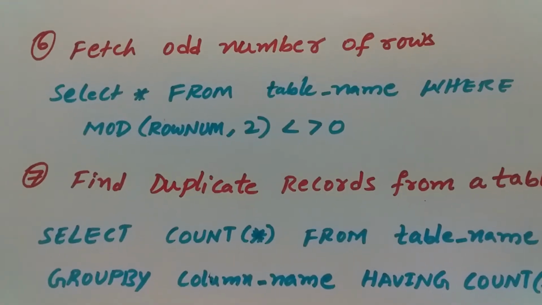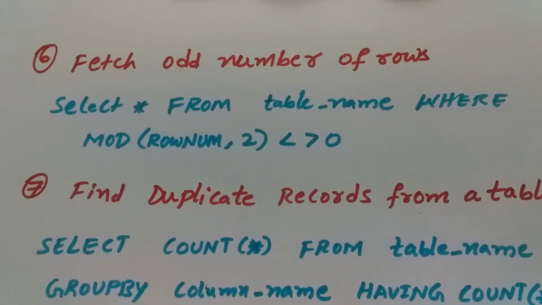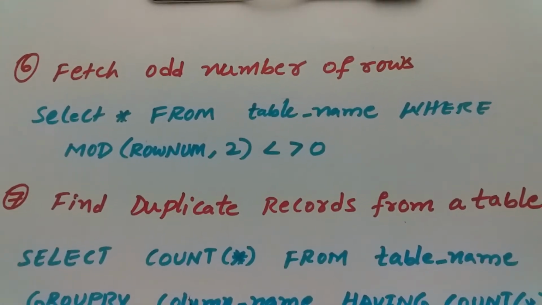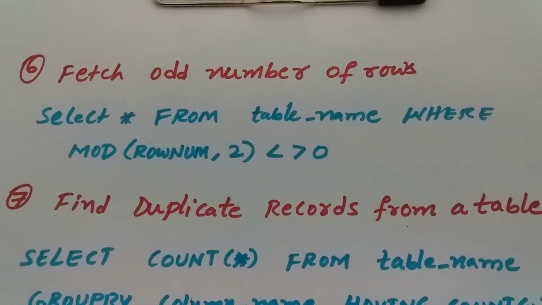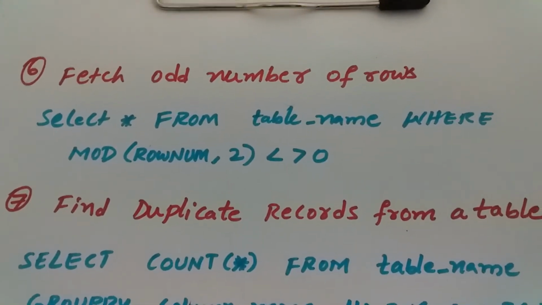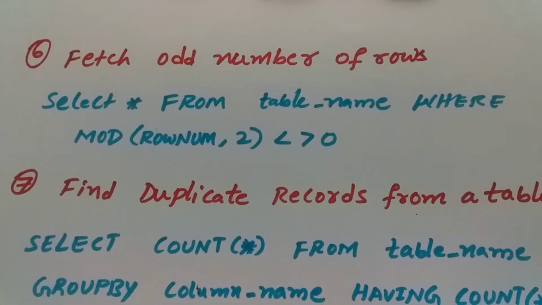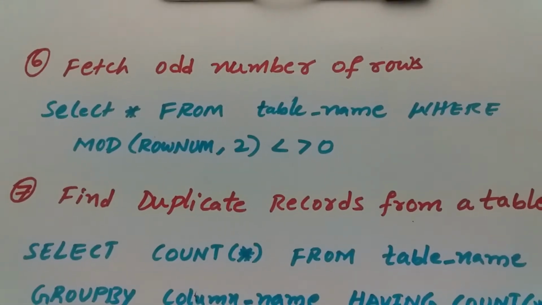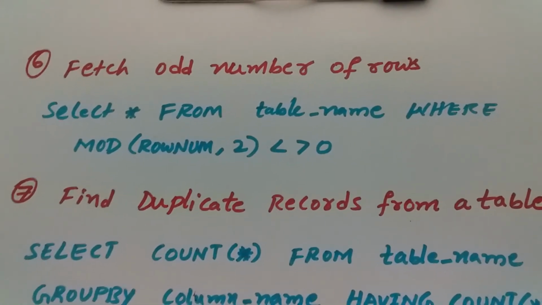Next, query number 6: fetch odd number of rows. For this: select star from table_name where mod of rownum comma 2 not equal to 0. So here again I'm using a modulus function which returns a remainder, and that remainder is not equal to 0. So this is the condition.